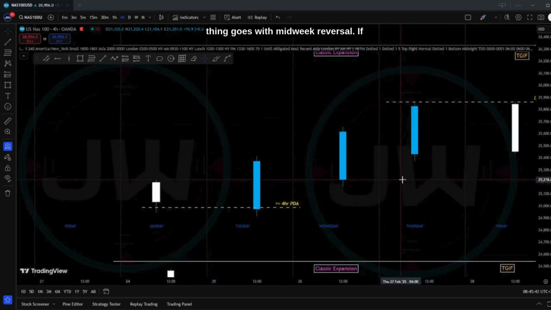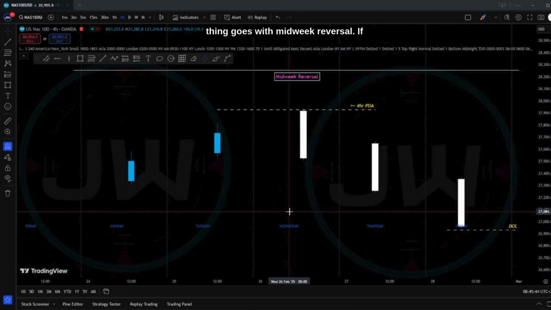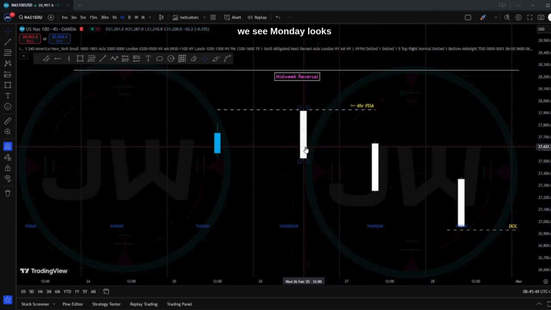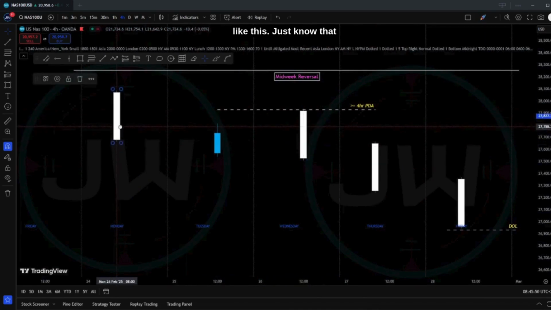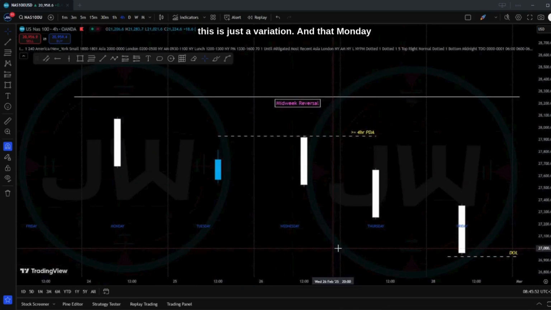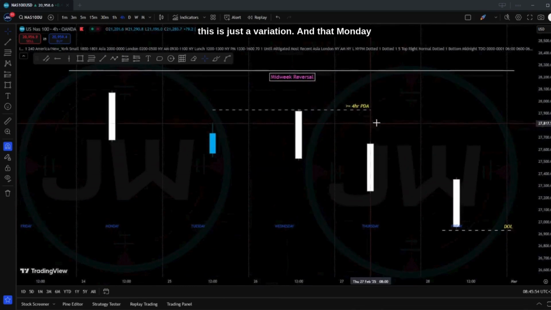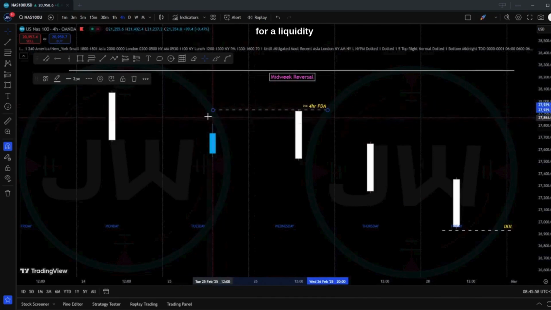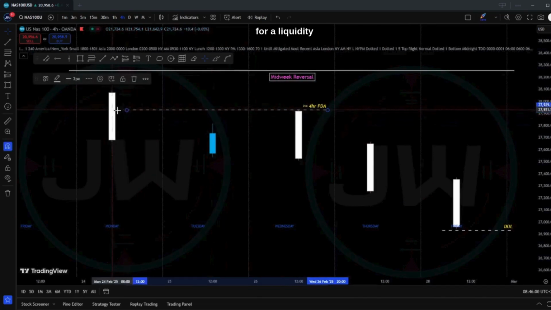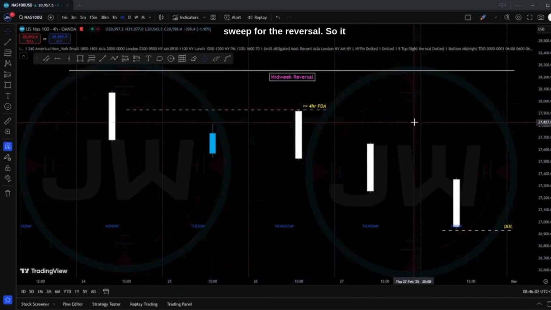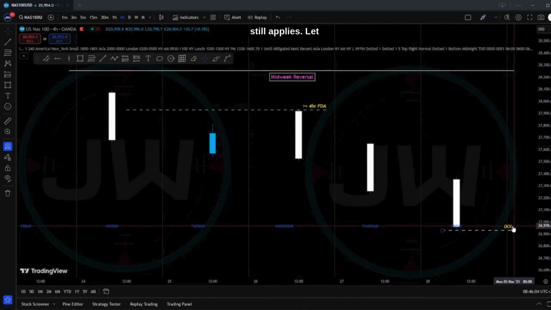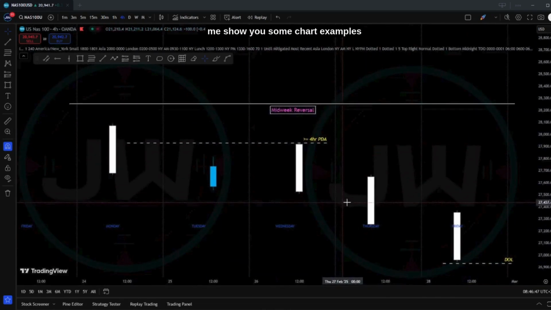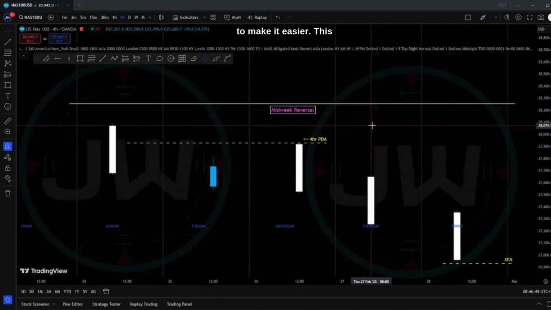Same thing goes with midweek reversal. If we see Monday looks like this, just know that this is just a variation and that Monday is being used for a liquidity sweep for the reversal, so it still applies. Let me show you some chart examples to make it easier.